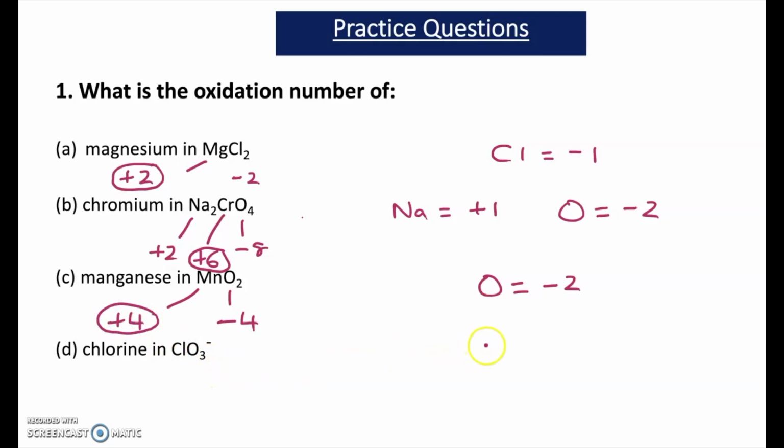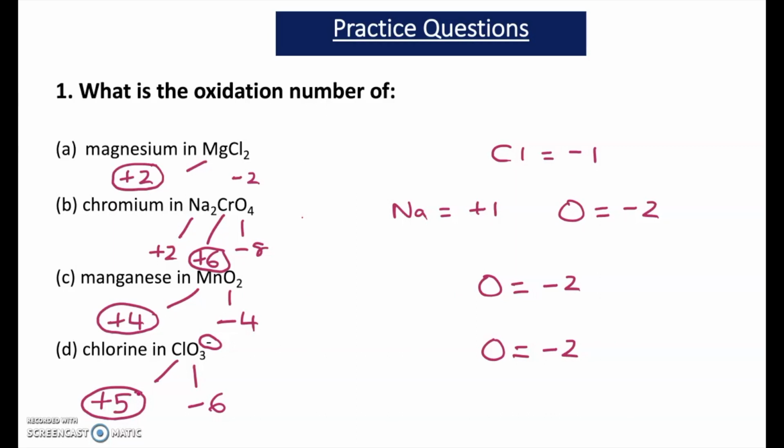And our last one, we have ClO3 1-. So oxygen has an oxidation number of -2 here. We have 3 of them, so therefore we have a total of -6 for the oxygens. Now the ion has an overall charge of -1, so the sum of the oxidation numbers has to equal -1. So therefore the chlorine must be +5 oxidation number, because +5 added to -6 equals -1.